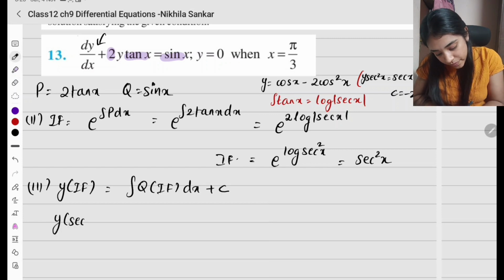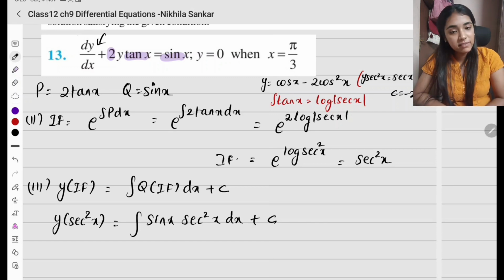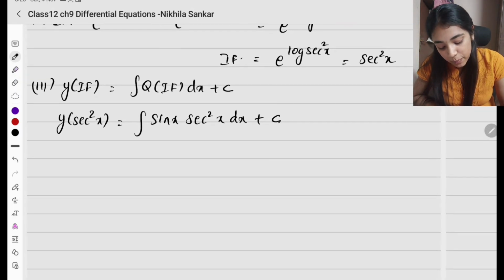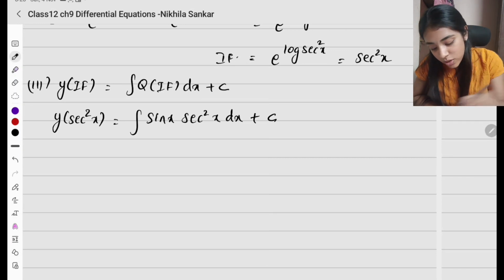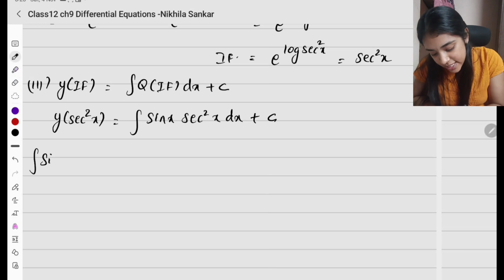So y into secant square x equals the integral of sin x times secant square x dx plus c. So how can I split this? It has to be integration by parts. So I have the integral; how can I simplify this? I have sin x, secant square x, which I write as 1 by cos square x.